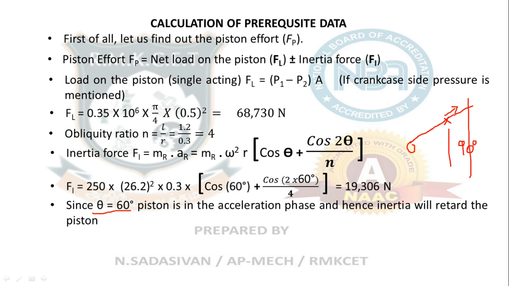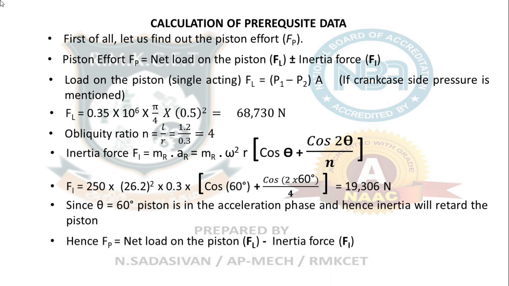Why am I telling you all this? If your piston is in acceleration mode, then inertia will try to slow you down. Therefore, you put a minus symbol for the inertia force. That is very important. You have to remember that. Okay. So, since theta equal to 60 degree, the piston is in the acceleration phase, and hence inertia will retard the piston. Inertia will try to slow down the piston. Hence, net load on the piston is FL minus inertia force.